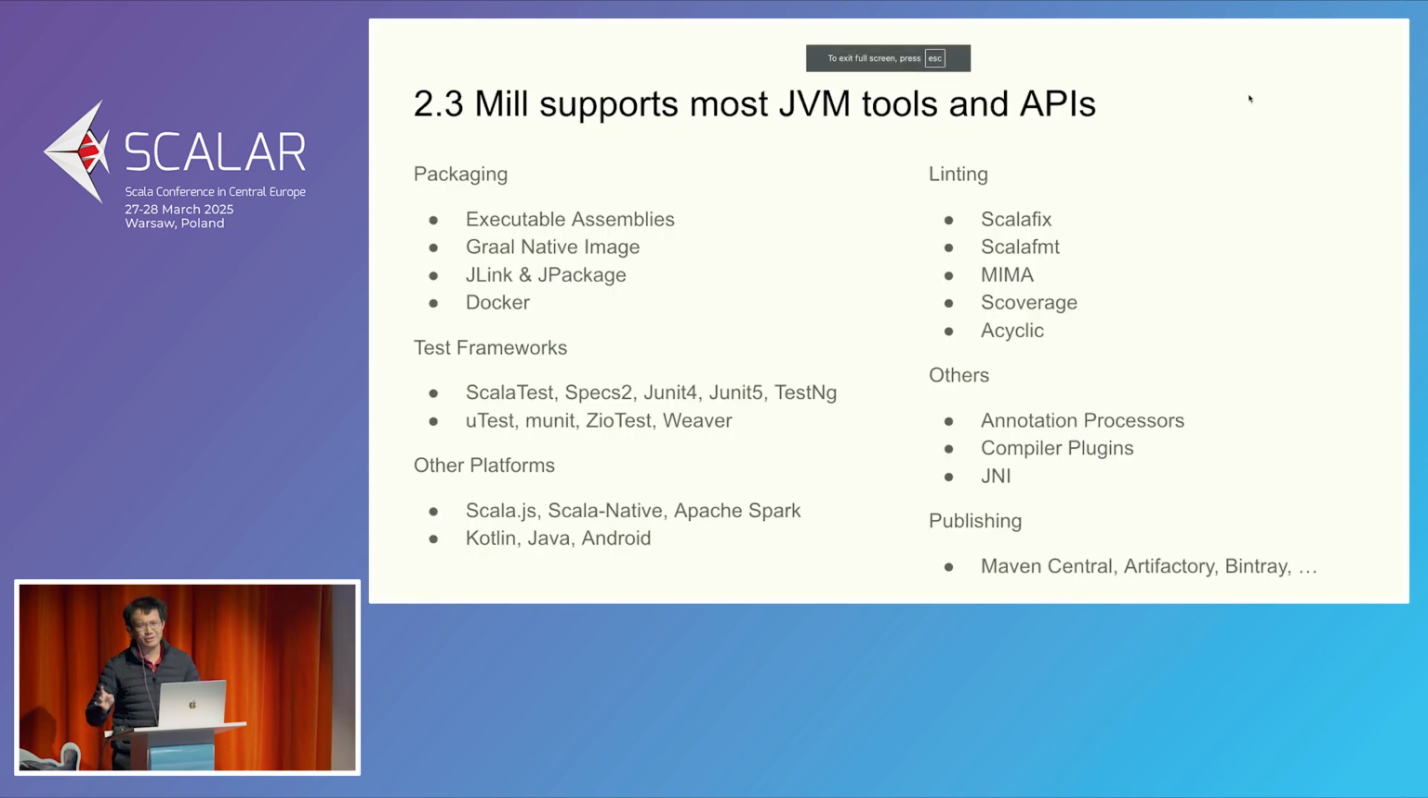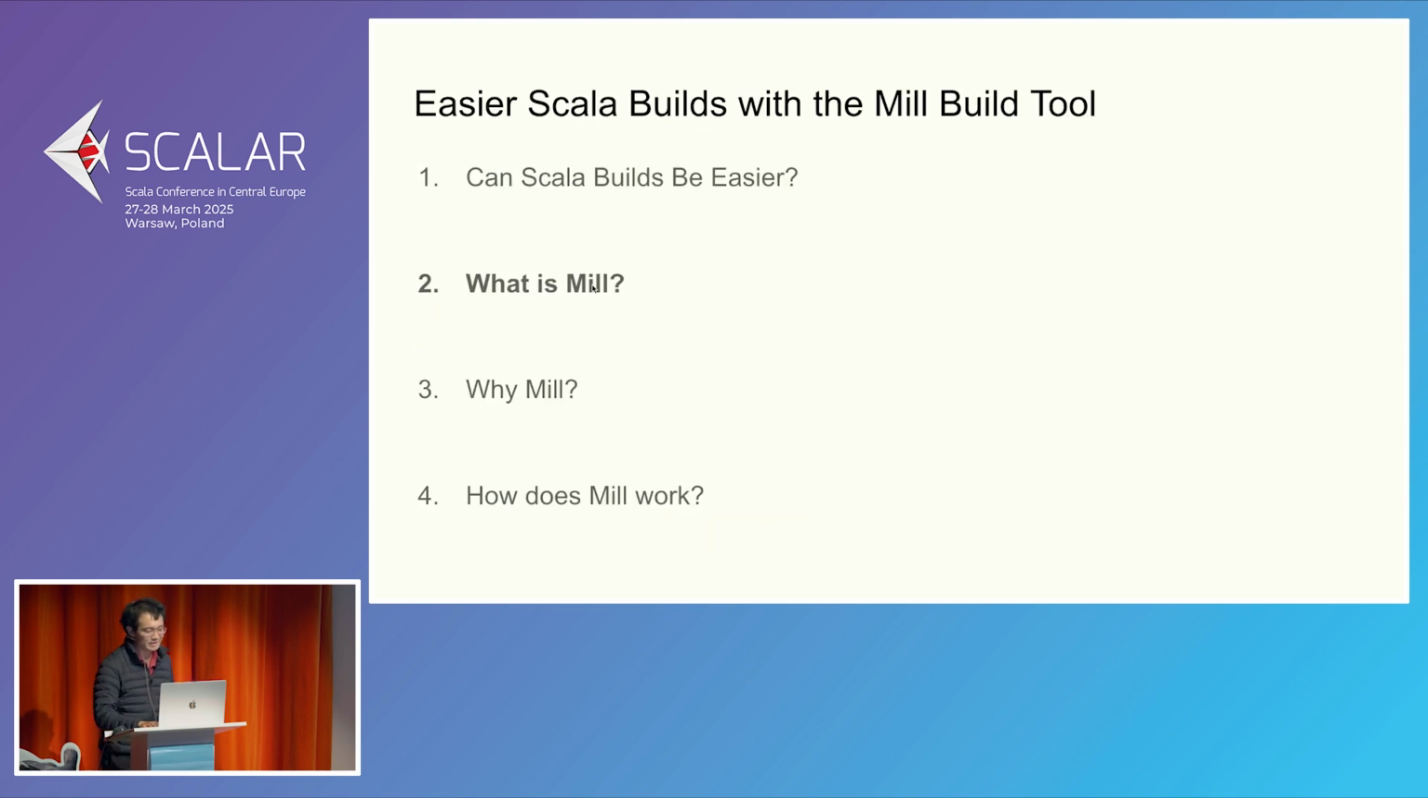So people often ask, what does Mill support? And the answer is, by default, basically everything on the JVM you'd want to do using sbt or Maven or Gradle, you can probably do using Mill. There are some asterisks here, like we don't have good support for Kotlin Native and multiplatform. We don't have that great support for Android. But in terms of Java, Scala, and all the core stuff, including things like Scala.js, Scala Native, all the different publishing and destinations, it generally just works. All the different test suites, packaging formats, and so on. So that's what Mill is.